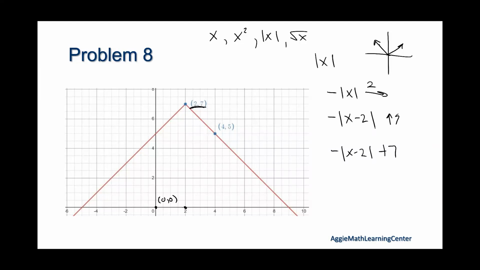That means we're going to add 7 outside the parent function. And then finally, to make it an equation, we would write y is equal to that, because our corresponding y for each x is going to correspond to the value that we would get there. Okay, so there's our function for this problem, with those transformations.